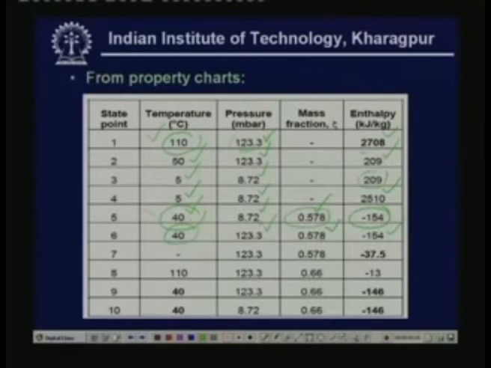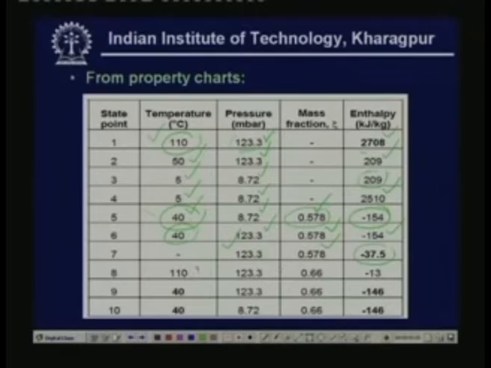So, concentration remains same, that is 0.578. And point 7 I will explain to you. Point 7 is nothing but the condition of the weak solution at the exit of the solution heat exchanger. All that we know about point 7 is that the pressure is 123.3 and we also know the mass fraction, which is equal to 0.578, but this information is not adequate to find the enthalpy, okay. So, this enthalpy has to be obtained from energy balance, okay. I will show you the energy balance equation.